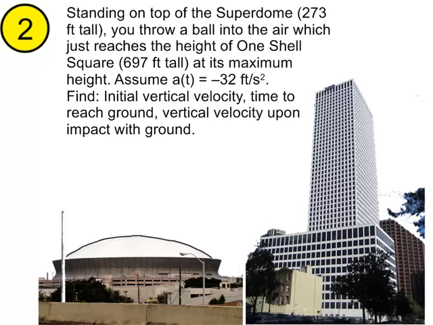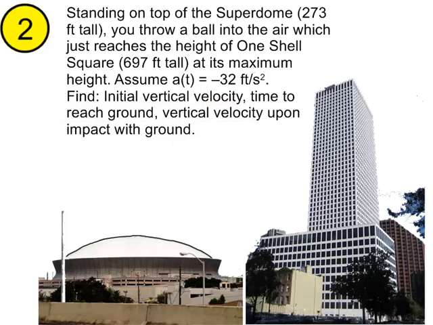All right, you're standing on top of the Superdome for some reason, 273 feet tall, and you throw a ball into the air which just reaches the height of One Shell Square at its maximum. That's the tallest building in Louisiana, by the way, at 697 feet tall. We're going to assume our constant acceleration, negative 32 feet per second squared, and we are to find the initial vertical velocity, how long it takes the ball to reach the ground, and what is the vertical velocity of the ball upon reaching the ground.